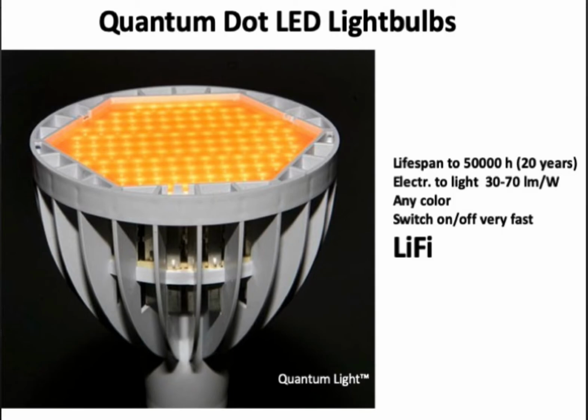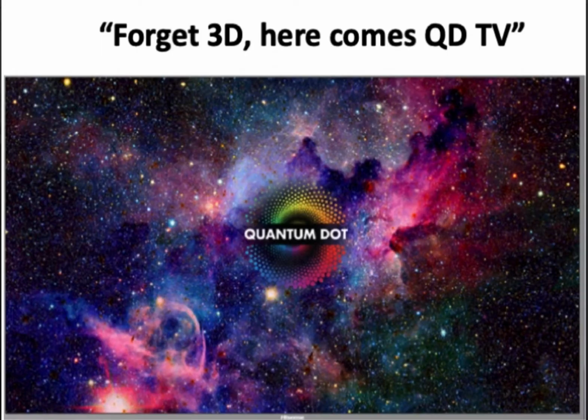These devices also switch on and off very fast, and it has been suggested and tested to use these as combined lighting and distributors of local network by switching on and off very fast. The eye will not notice this, and it is faster and has larger bandwidth than present Wi-Fi networks. It's often called Li-Fi. Forget 3D, here comes QD TV.